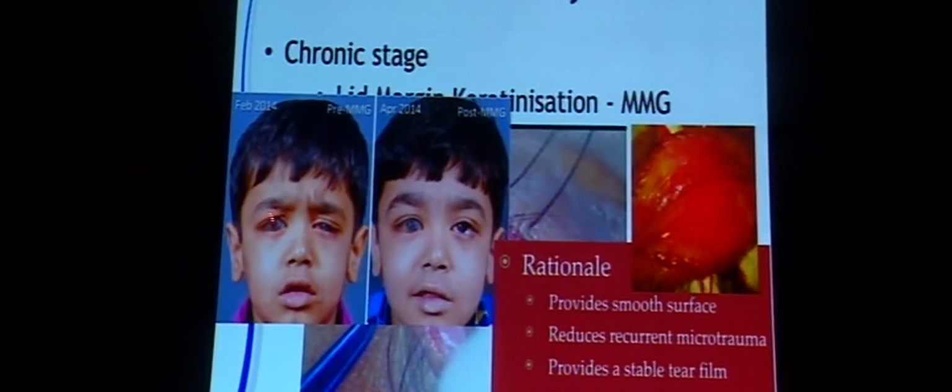Now if you can see this eye, this is actually a dry keratinized eye. This eye, the patient is seeing, he has vision here, some moisture. This is after post MMG. So the rationale here is the mucosa provides a smooth surface which reduces the microtrauma and inflammation, which significantly improves the patient comfort, reduces the photophobia, and to a certain extent it improves the wettability of the eye.